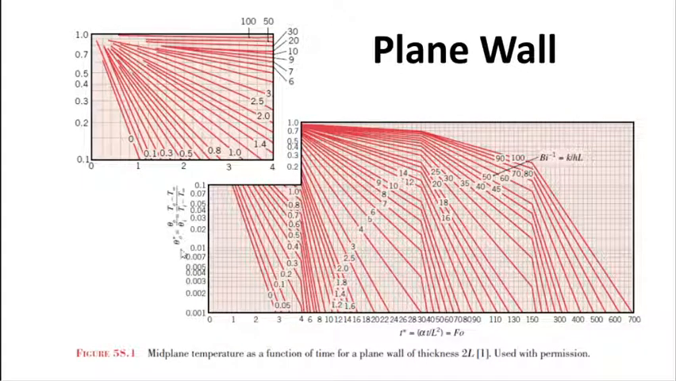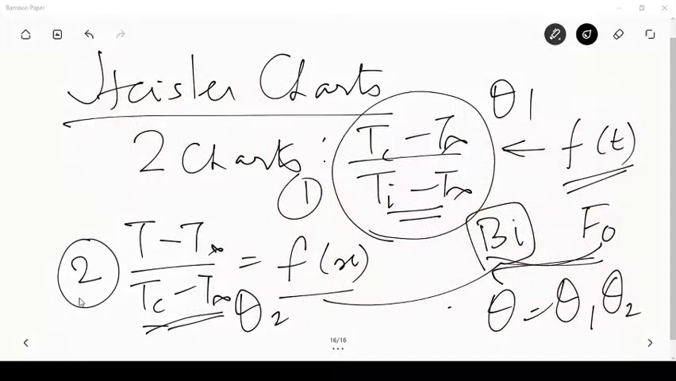On the y-axis, it is T naught minus T infinity by Ti minus T infinity. T naught is the same as Tc that I was showing to you. So this is Tc minus T infinity by Ti minus T infinity on the y-axis. And on the x-axis, you have the Fourier number, alpha t by L squared. In this case, the characteristic length is L, which is the half length of the slab that we showed on this slide.